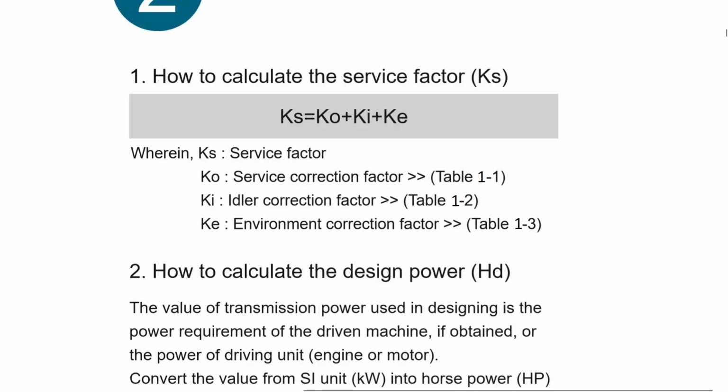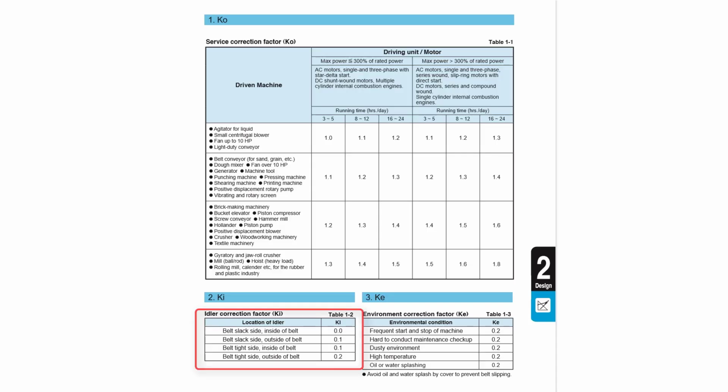The next thing is to find the idler correction factor KI. For KI we can refer to table 1.2.